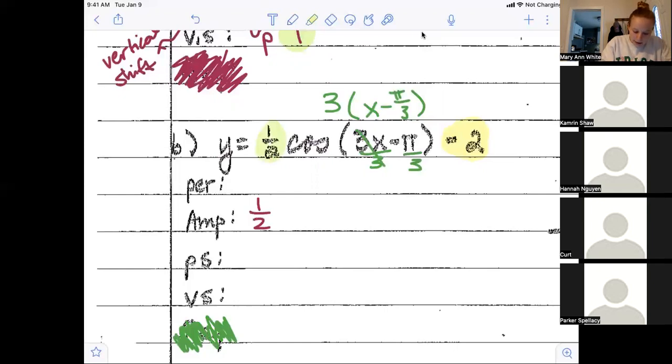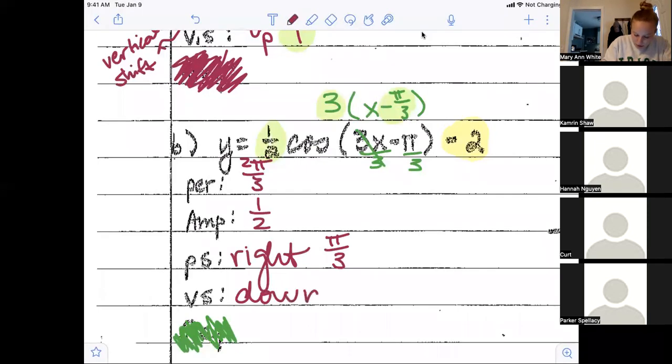My B, my 3 affects the period. So I'm going to do 2 pi divided by 3. Okay, cool, we already did that. My period shift is affected by moving left or right. And I'm going to move negative pi over 3. I'm moving right pi over 3. It's opposite of what we think. And then last, I already have it highlighted that -2 is the vertical shift, moves it down 2.